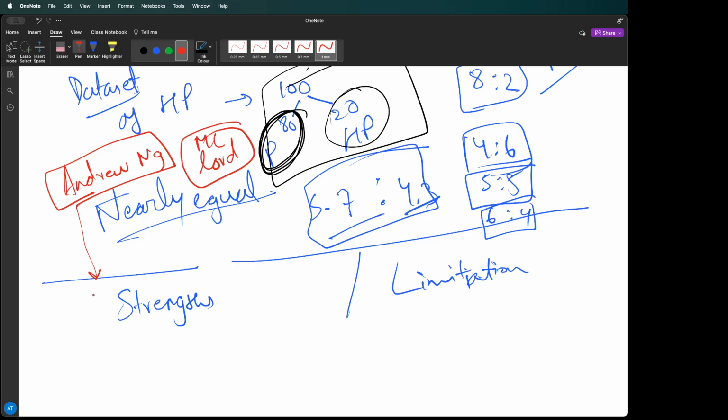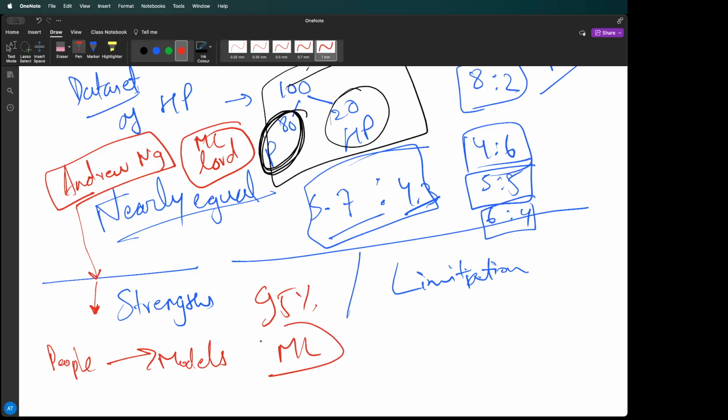One of the major focuses I have always seen is in people selecting the model. Most of the people, guys, I'm talking about 95%, make it 98% of machine learning engineers don't know which machine learning model is good for their data set. So this is one of the key important things you should know.